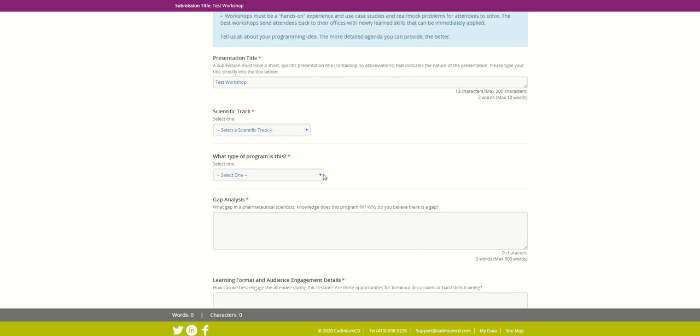What type of program is this? This is where you pick whether you want half day, full day, short course, workshop. A good way to think about the difference between a short course and a workshop is that the workshop should be hands-on practicing for the attendees, whereas a short course is more of a lecture series. So if you had a half-day short course, you'd be looking to fill about 4 hours, and if you had the full-day short course, think about 7 because there's lunch.